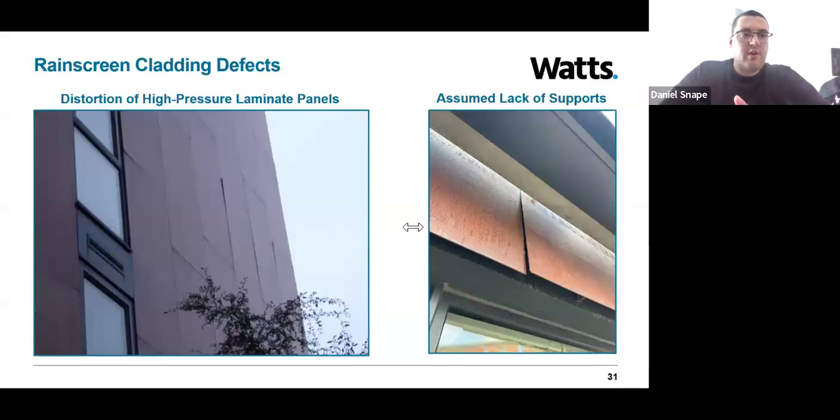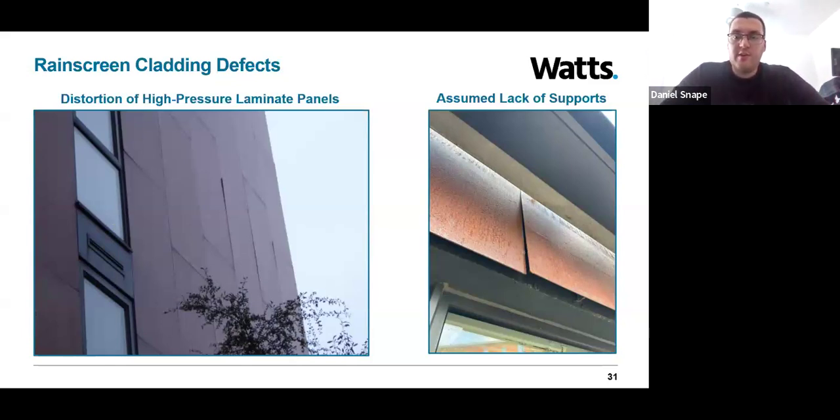So let's have a look at rain screen cladding defects. The left image shows the distortion of high pressure laminate panels. A common method of installing these HPL panels is to use a rivet fixing. Basically, a central fixing provides the gravitational loads, whilst perimeter fixings restrict movement from external factors such as the wind.